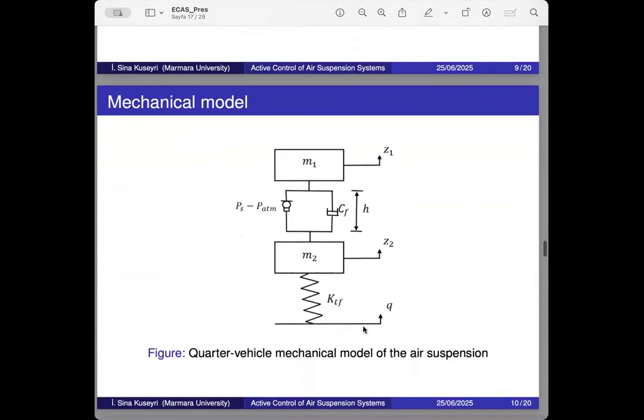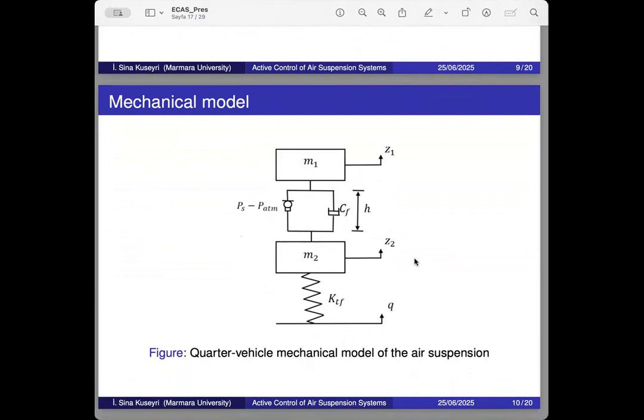The mechanical model is shown in the figure. That's the quarter car vehicle model. We have the vehicle and the tire as shown.